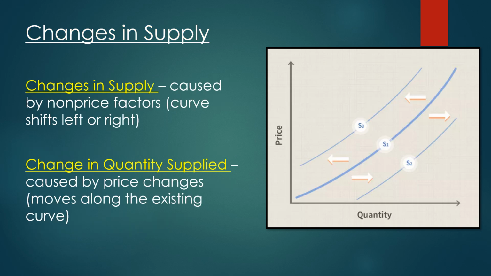So changes in supply are caused by non-price factors. The curve shifts left or right. A change in quantity supplied means that it's caused by a price change and it moves along the existing curve. There is no new curve made when there is a change in quantity supplied, just like there is no new curve when there is a change in quantity demanded either. Quantity being the key word.